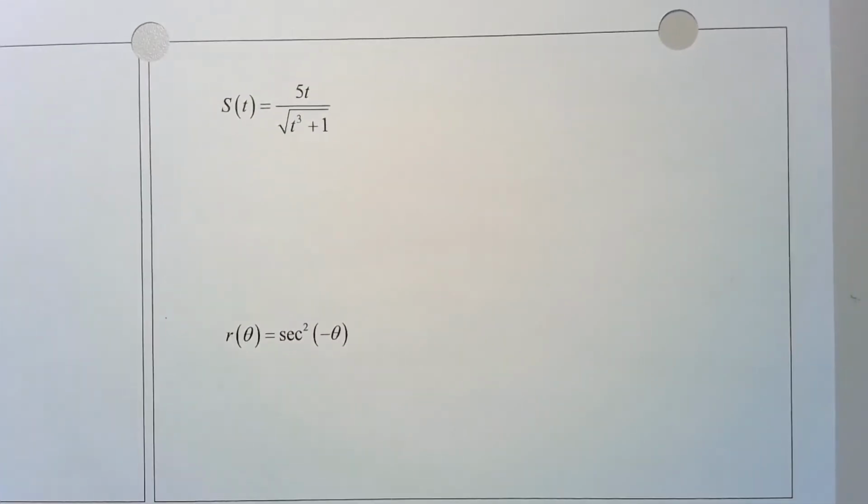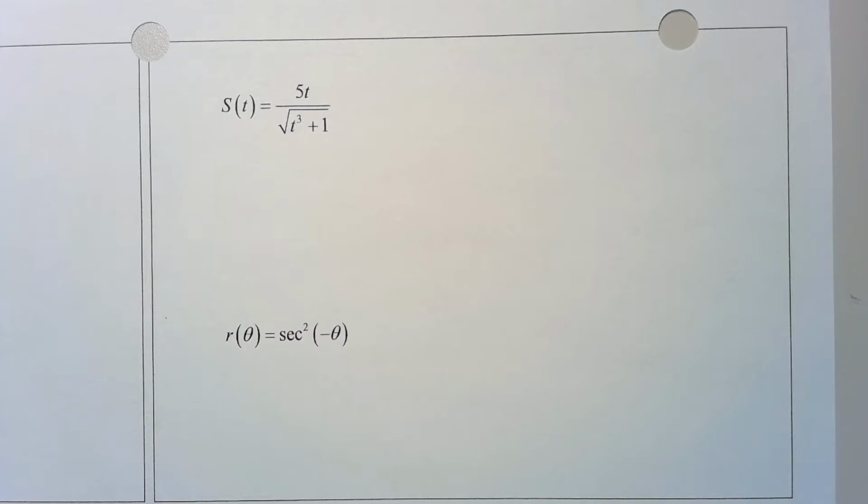Let's take a look at this one. We've got s of t equals the quotient of 5t all over the square root of t cubed plus 1. So we've got a couple of things going on. One, we have a quotient, right? So we could use the quotient rule. We also have a cubic inside a square root. So we also kind of have a chain rule thing going on in the denominator.